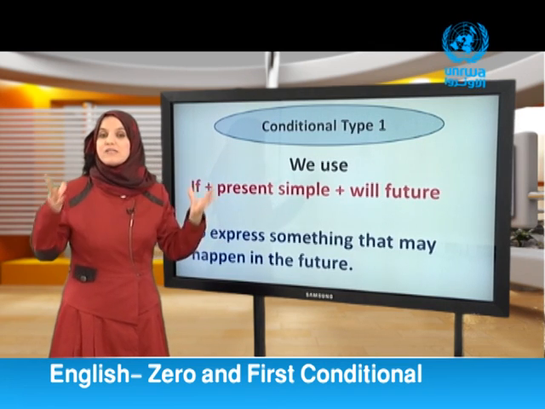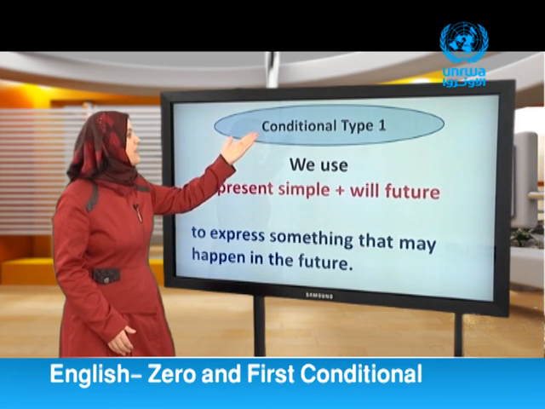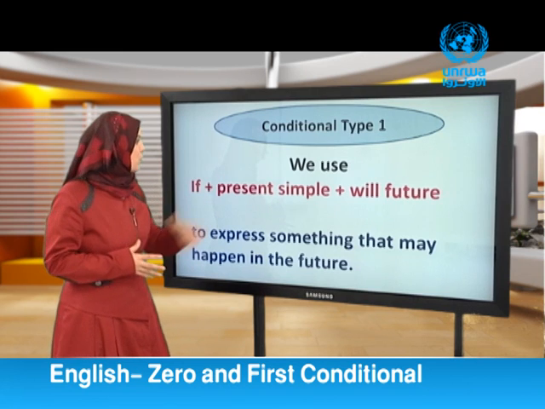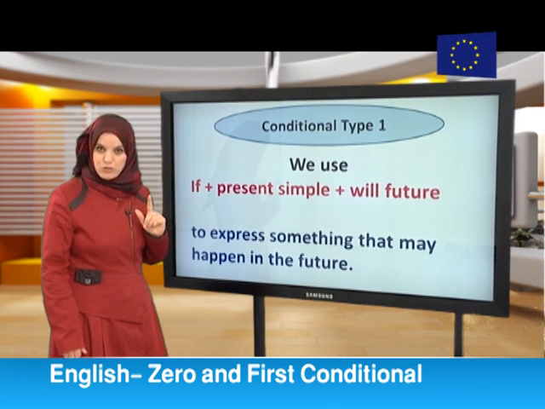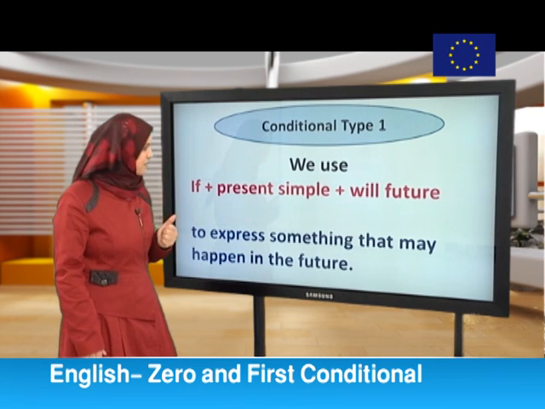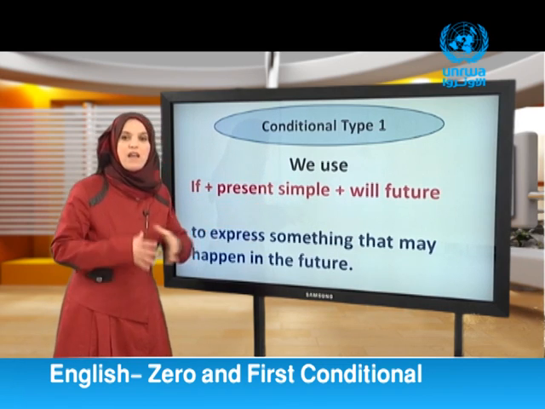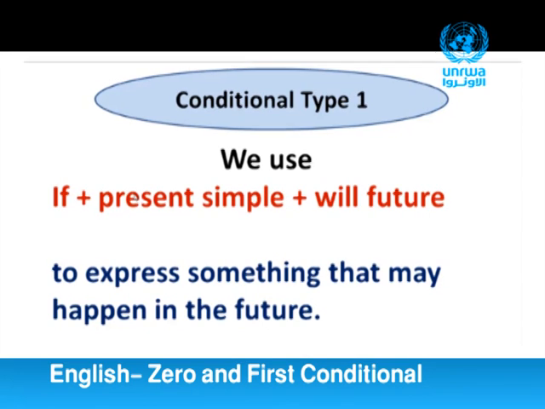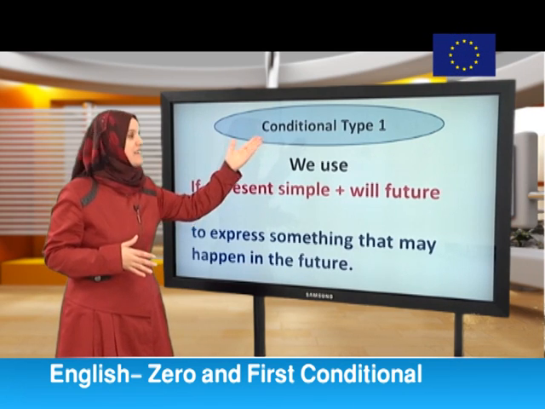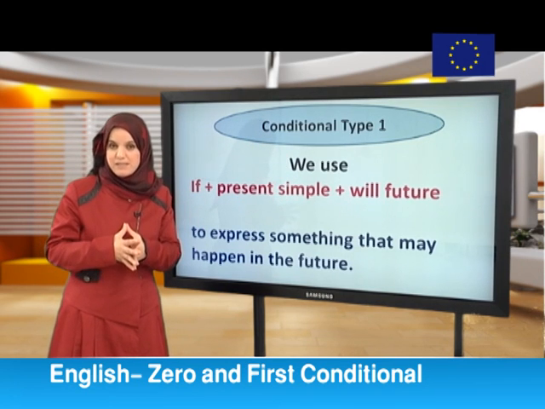Now, let's revise all what we have learned so far. Conditional sentences type 1. We use if, not when, present simple tense, and future simple tense. Present simple tense in the condition, and will future in the result. Why? To express something that may happen in the future. We use conditional sentences type 1 to talk about expected results.